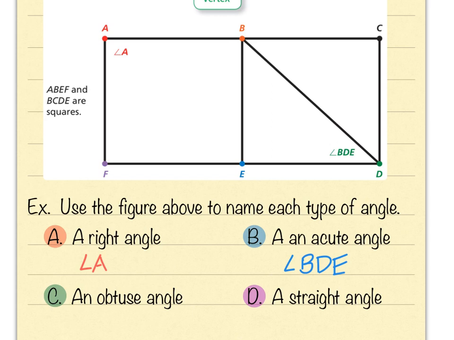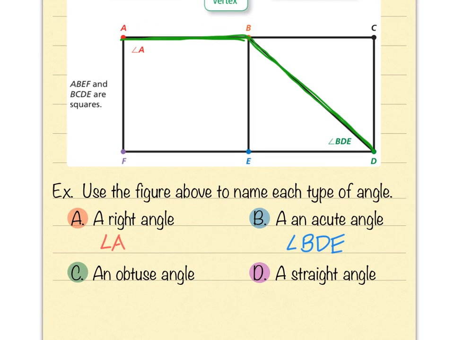Okay, so example C says an obtuse angle. And if you're looking up here, you may not see an obtuse angle. However, I am going to use the angle that is made by these lines here. That would be an obtuse angle, and I just have to label it. So to label it, I could say angle ABD. B is the vertex, it's the middle point. I'm going from A to B to D. Or you could reverse it and say angle DBA, but you're talking about the same exact angle. So that would be an obtuse angle.